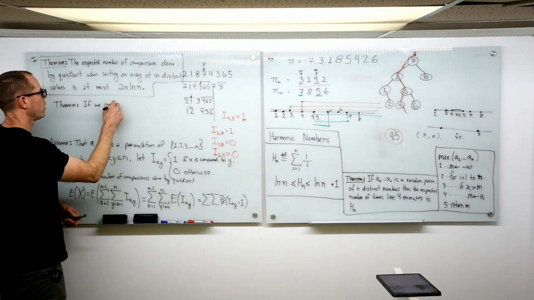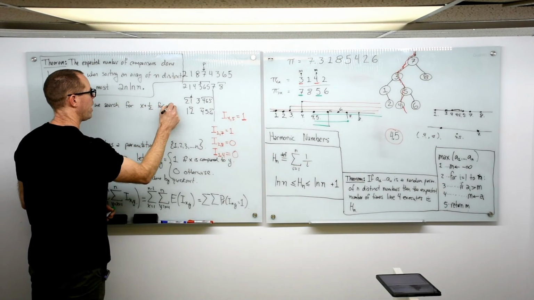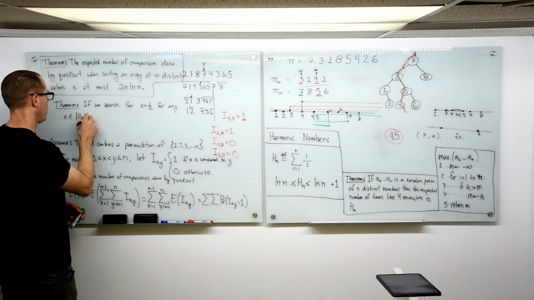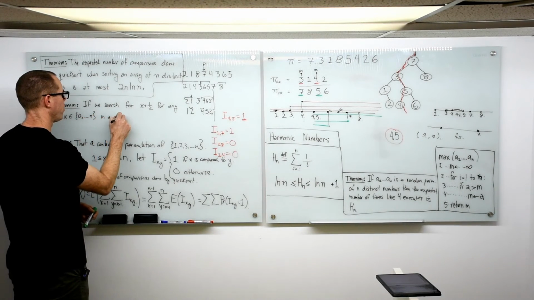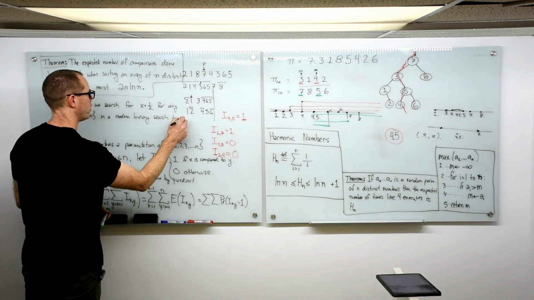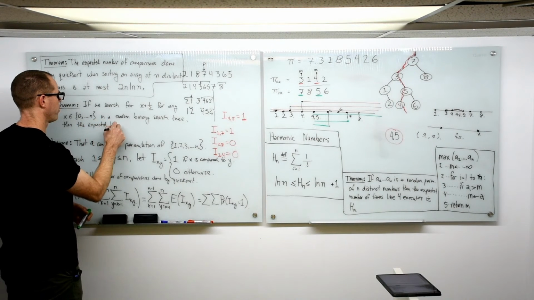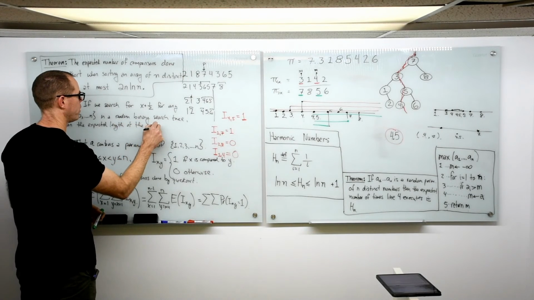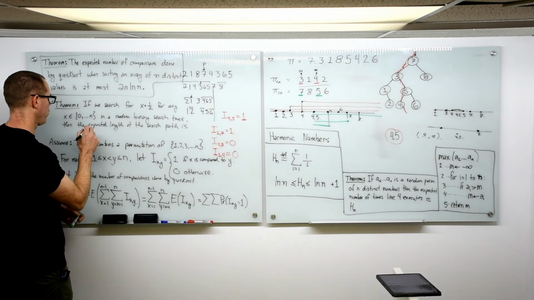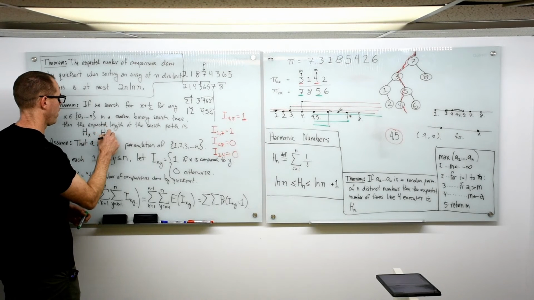If we search for x plus a half, for any x in, I think you can go 0 up to n, in a random binary search tree, then the expected length of the search path is h of x plus h of n minus x.